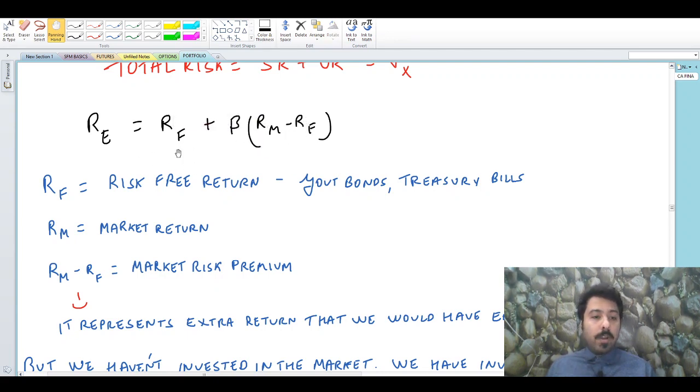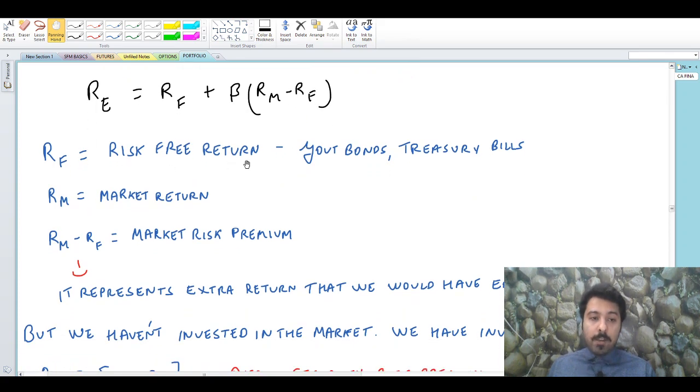And what do we have here? The basic relationship, Re, required rate of return, equal to Rf, risk-free return plus beta. Beta, we know what beta is, into Rm minus Rf, return from the market minus risk-free return. Okay. Rf is risk-free return. What is risk-free return? Return from government bonds, treasury bills. Why risk-free? Since there is no counterparty default risk. Government is not going to default. So you'll always have this return.